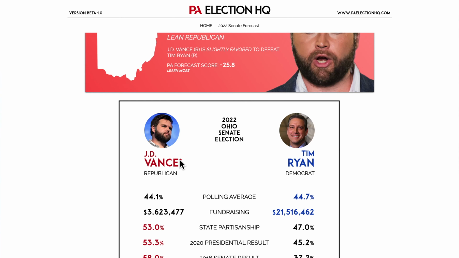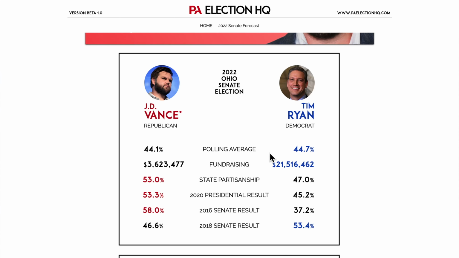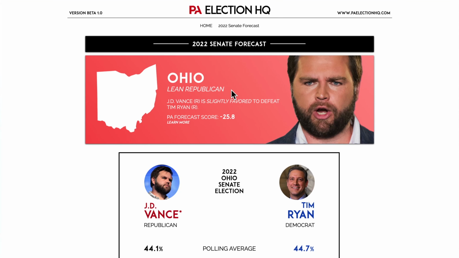J.D. Vance is not the incumbent. I will go fix that later as well. And so even though Tim Ryan is outperforming Vance in the polls, and also he's raised 7 times more money, J.D. Vance is still currently expected to win according to our model. I currently have J.D. Vance winning by around 3 to 4 percentage points.